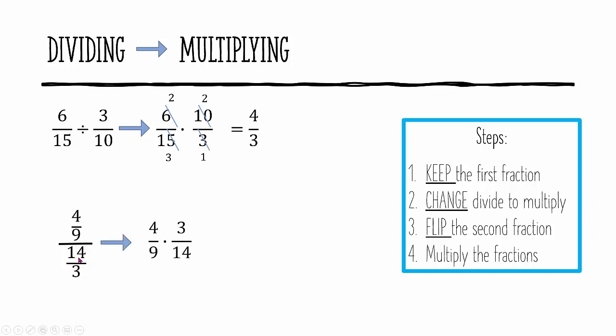Here we go. Keep 4/9, change to multiply, and that's called the reciprocal when we flip that over, so 3/14. A little bit of simplifying we could do, right? 4 and 14 have a common factor of 2. 3 and 9 have a common factor of 3. And now we're going to multiply across, so we get 2 over 21.